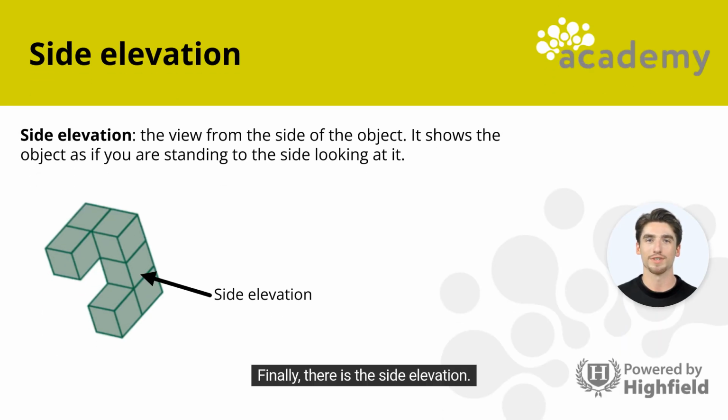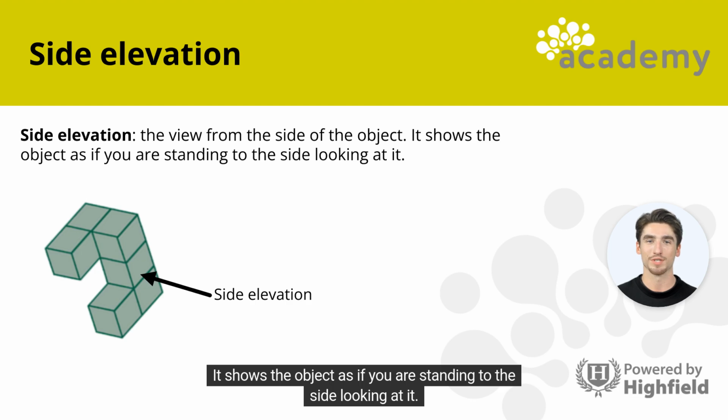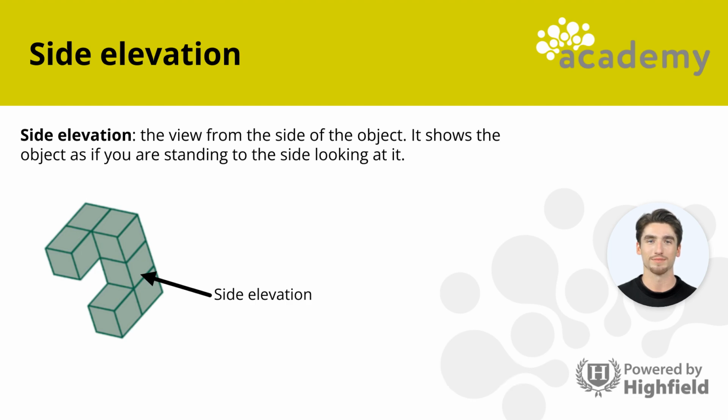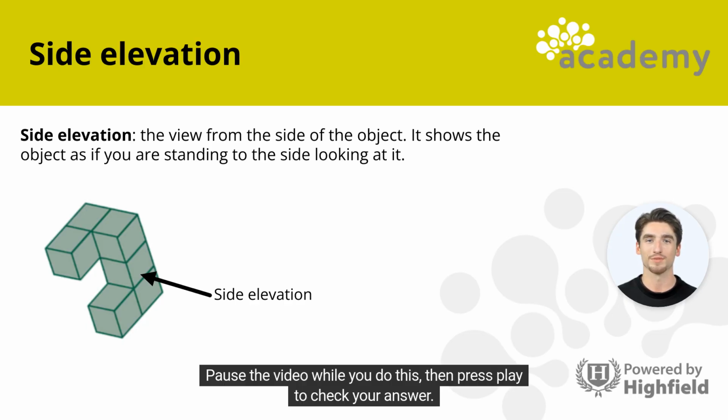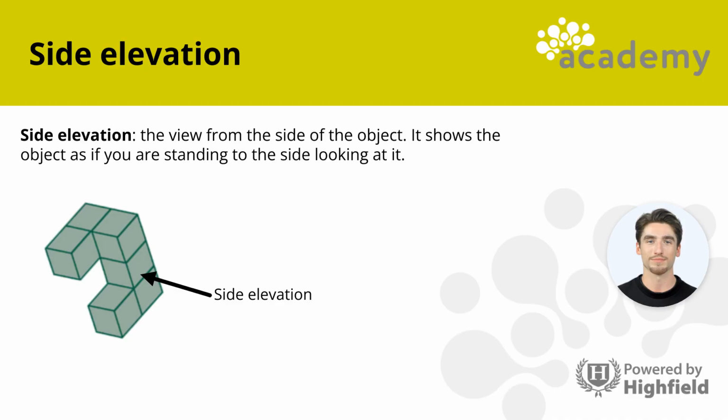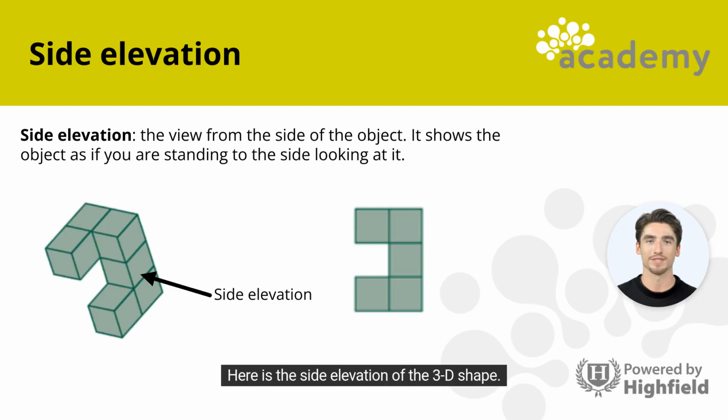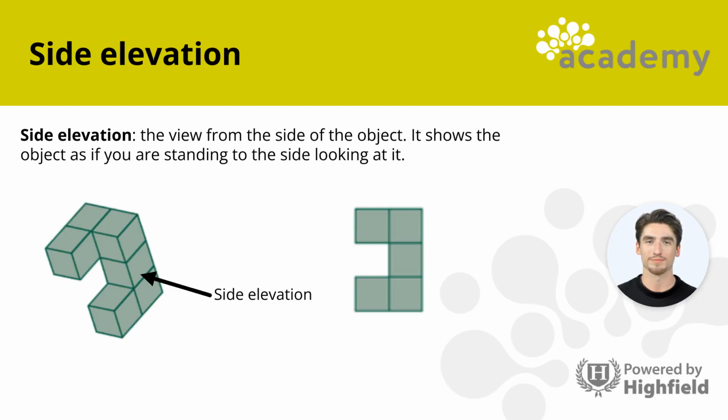Finally, there is the side elevation. The side elevation is the view from the side of the object. It shows the object as if you are standing to the side looking at it. Try drawing the side elevation. Pause the video while you do this, then press play to check your answer. Here is the side elevation of the 3D shape.